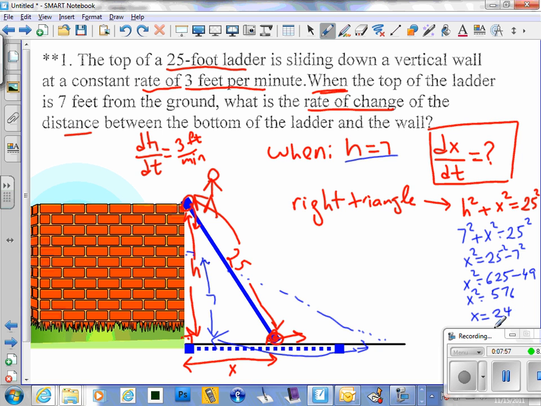Positive or negative 24, but think meaningfully. Can a distance be negative? Of course not. That's why x is going to be 24. So, when h equals 7, x is going to be equal to 24. Now, are we done? No, we need to find the rate of change of x with respect to time when h equals 7 and x equals 24.